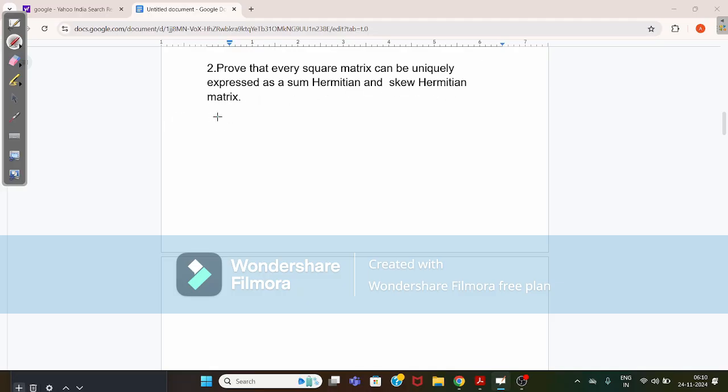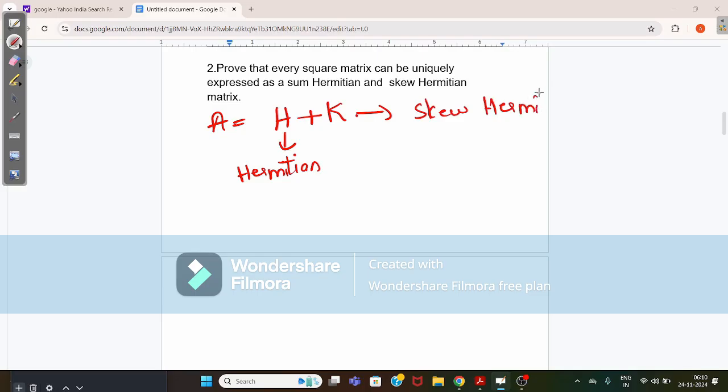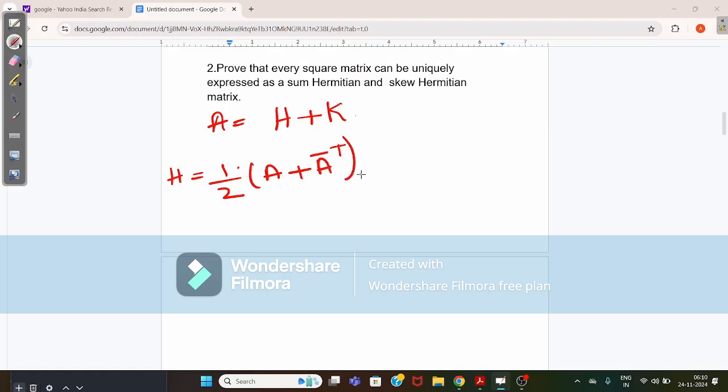So we can write: let A be the square matrix, the sum of a Hermitian and a skew Hermitian matrix. So H is the Hermitian matrix and K is the skew Hermitian matrix. Okay, so we have to prove this. As we know, H can be represented as half of A plus A conjugate whole transpose, and K can be represented as half of A minus A conjugate whole transpose.